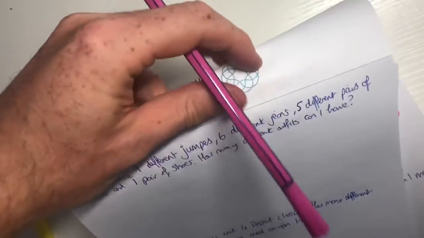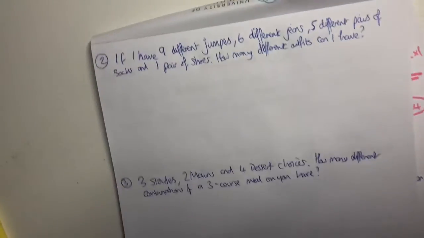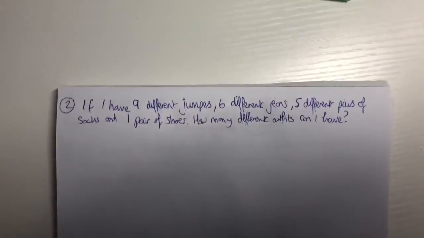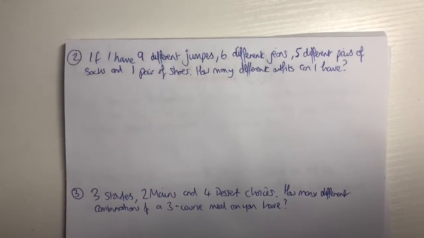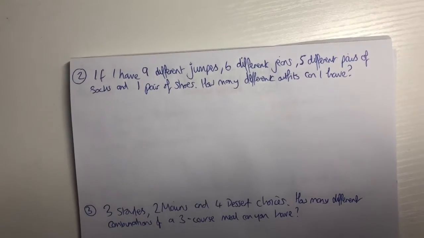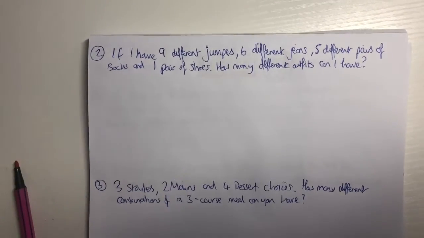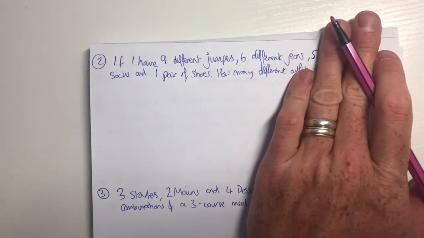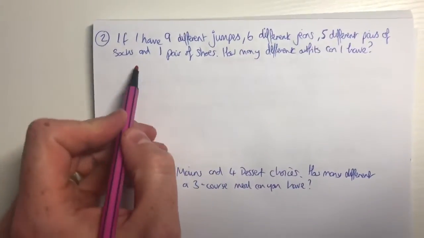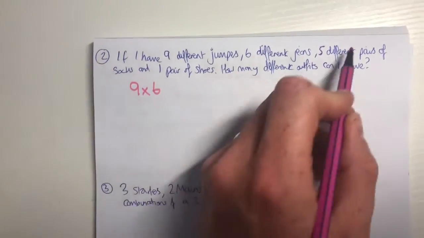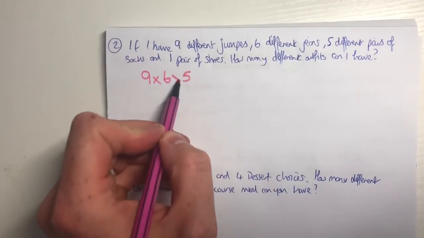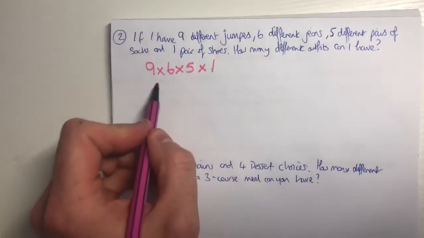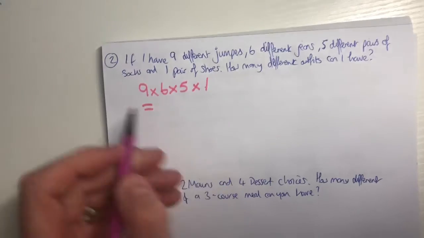So question 2. If I have 9 different jumpers, 6 different pairs of jeans, 5 different pairs of socks and 1 pair of shoes, how many different outfits can I have? Now it's stepped up a little bit already. If I just had 9 different jumpers and 6 different jeans, I would do 9 times 6. But I've also got 5 different pairs of socks and one pair of shoes. And if that was 2, I'd times by 2. So you would just do 9 times 6 times 5 times 1.